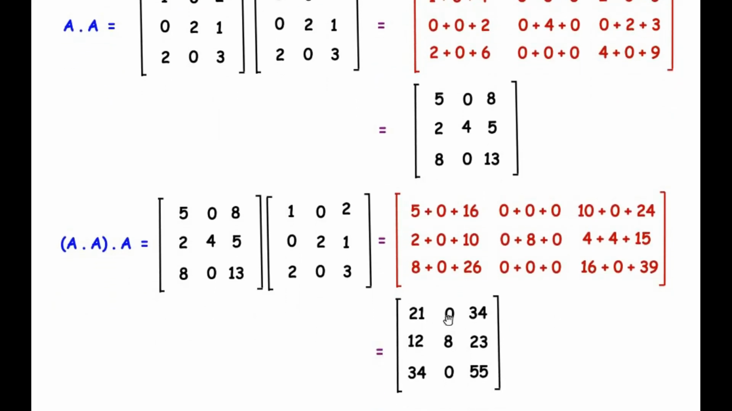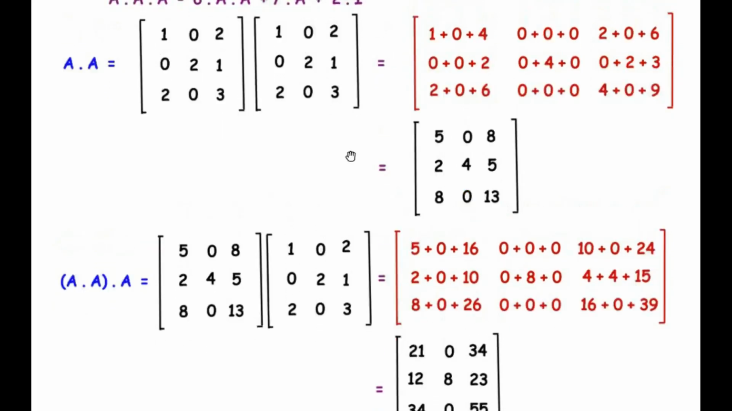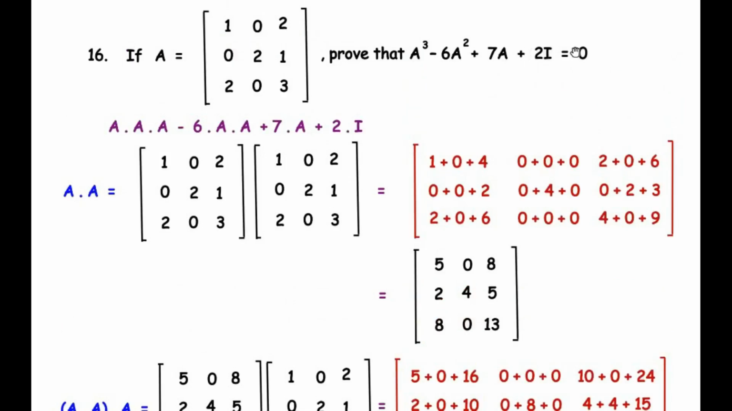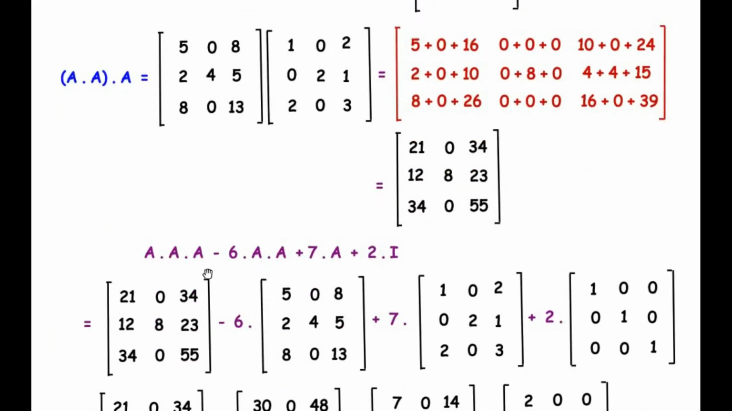Now we have A cube, we have A square. We are going to just make use of this expression and check if this is equal to 0. So here we have written A cube minus 6A square plus 7A plus 2I. Now A cube, its matrix is written over here, minus 6 times A square. So this is the A square value, plus 7 times A plus 2 times identity matrix.